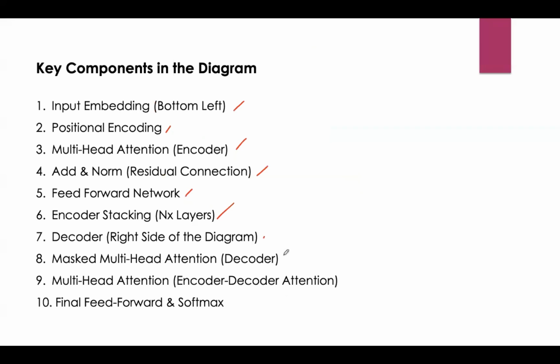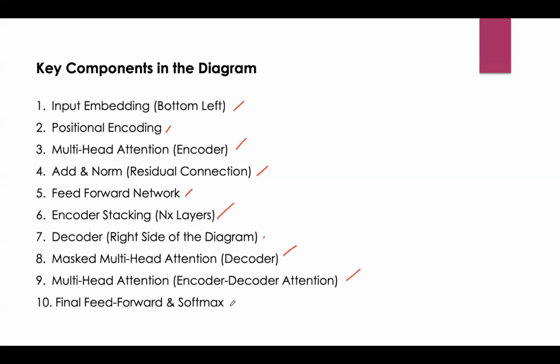Then coming to masked multi-head attention. Unlike the encoder, the decoder has a masked attention mechanism which prevents attending to future words and ensures the model only sees previous words during the training part. Then multi-head attention, the encoder decoder attention part, this one. This layer allows the decoder to focus on important words from the input sequence. It uses encoder outputs as keys and values and decoder hidden states as queries.